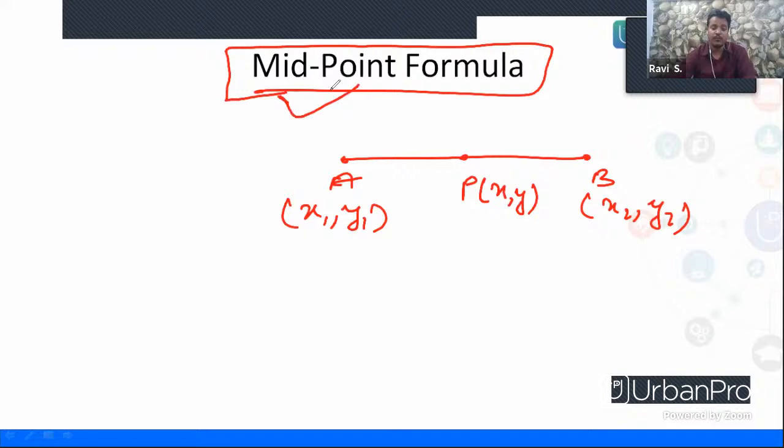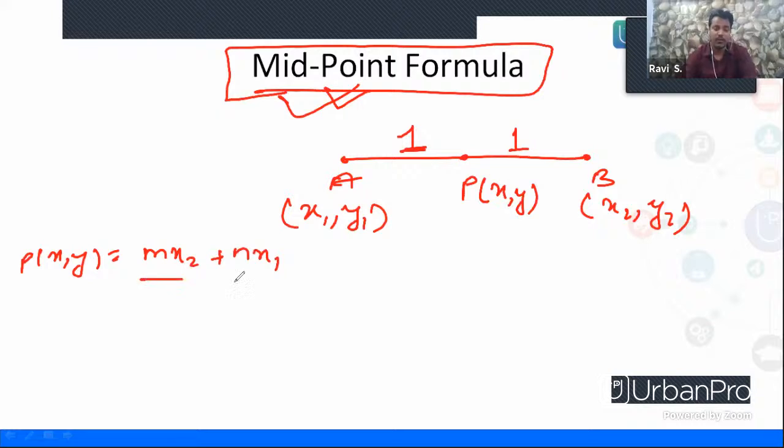It's called the midpoint formula. That means the ratio is 1:1 here, because AP is equal to PB, right? AP is equal to PB. So what did I tell you about the section formula? The section formula was (mx2 plus nx1) by (m plus n), and here (my2 plus ny1) again by (m plus n).